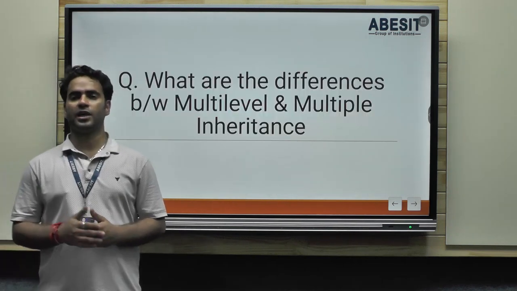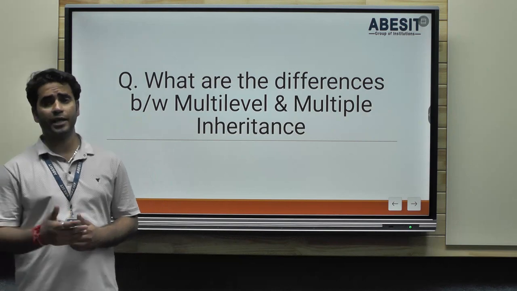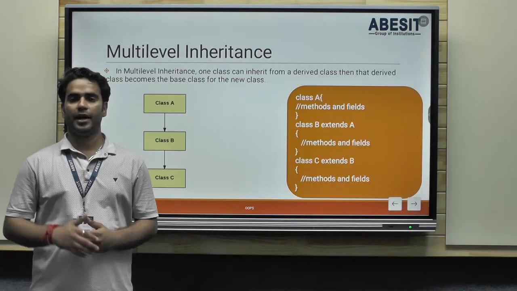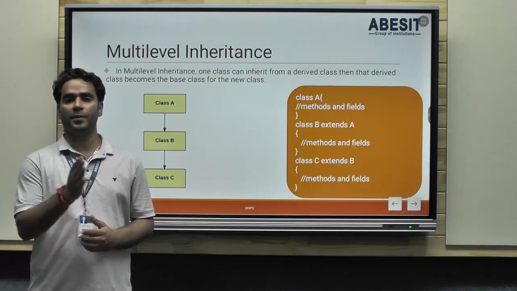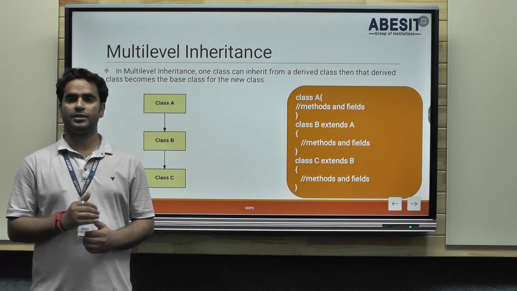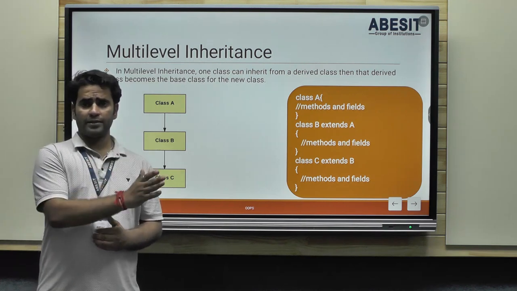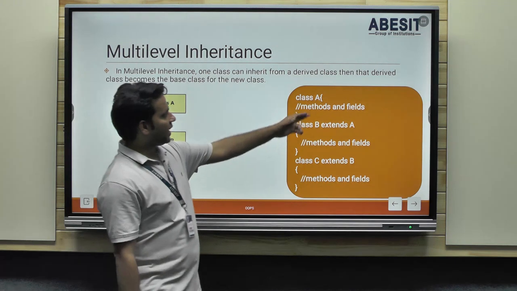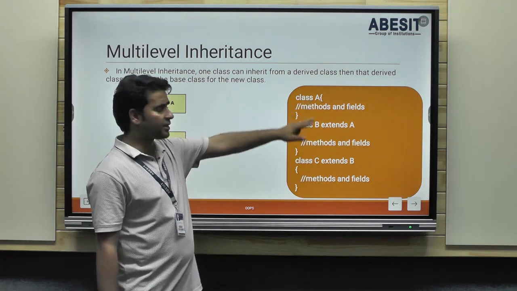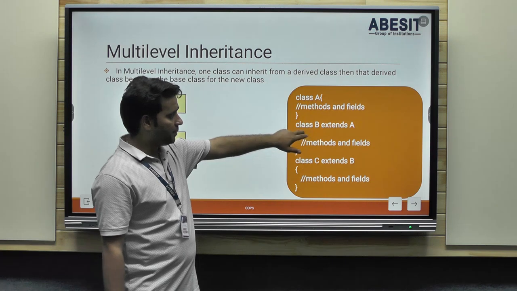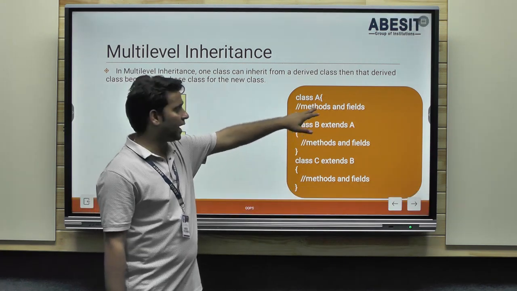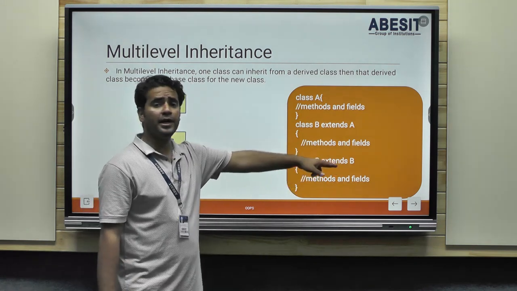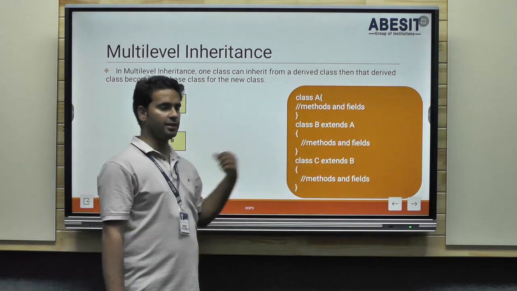Now, there is another most asked question, that is, what is the difference between multi-level inheritance and multiple inheritance? In multi-level inheritance, there is a chain of base class and derived class. That is, the derived class of a base class becomes the base class of a newer one. Here is an example. There is a class A, which is a base class for class B. Here B is a derived class of class A. Now in the second level, class B will be the base class for the newer class, that is C.